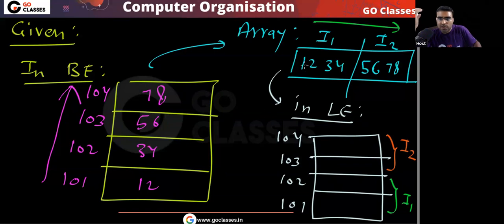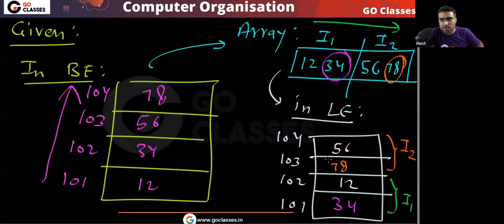When I put I1, I will start with the little end. So first I will start with the little end, then 1, 2. Yes or no? Very simple. Similarly here also, I will start with the little end. So 7, 8, and then finally 5, 6. So the answer will be 5, 6, 7, 8, 1, 2, 3, 4. This will be your answer.